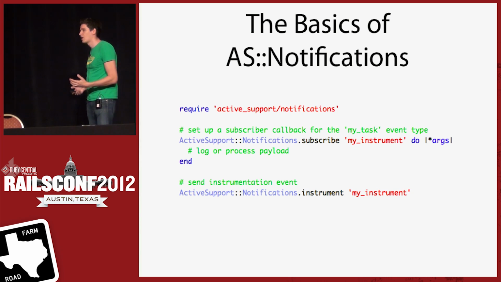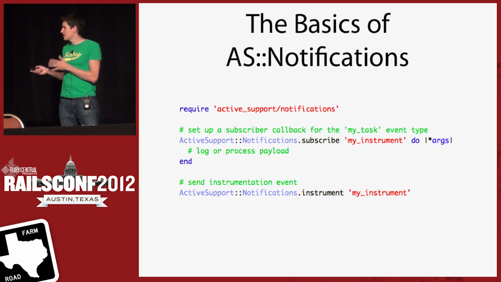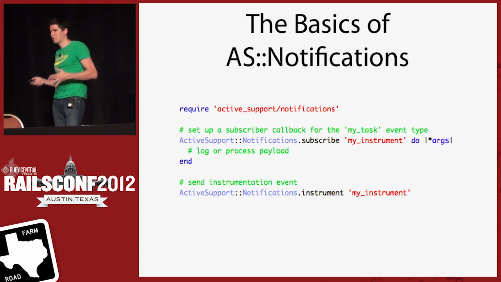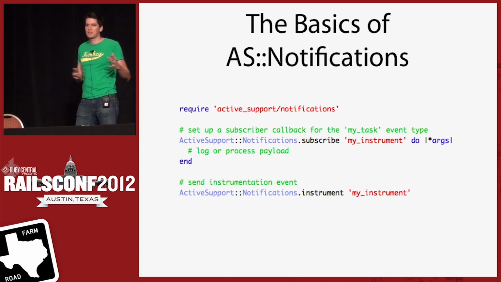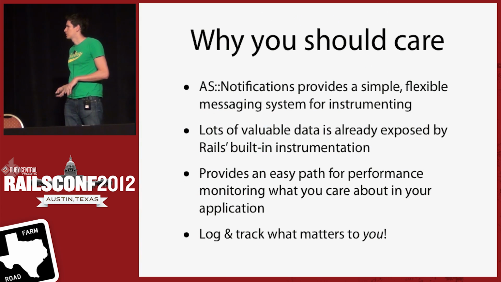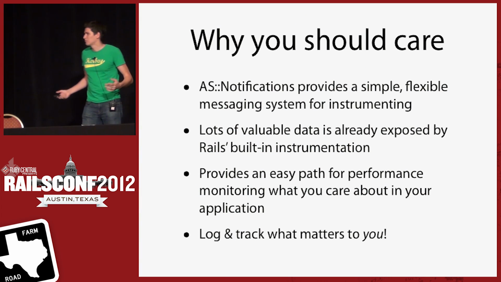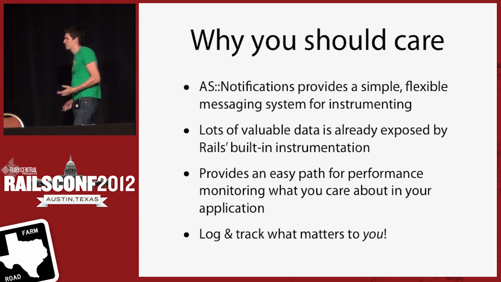And then instrument calls are actually triggering that the event is firing. And that method name, or the message name, which here is my instrument in both cases, is basically how they communicate with each other, right? How it's filtered, how stuff gets to the right subscribers. Now, why is this important, right? Why do we even care in the first place?